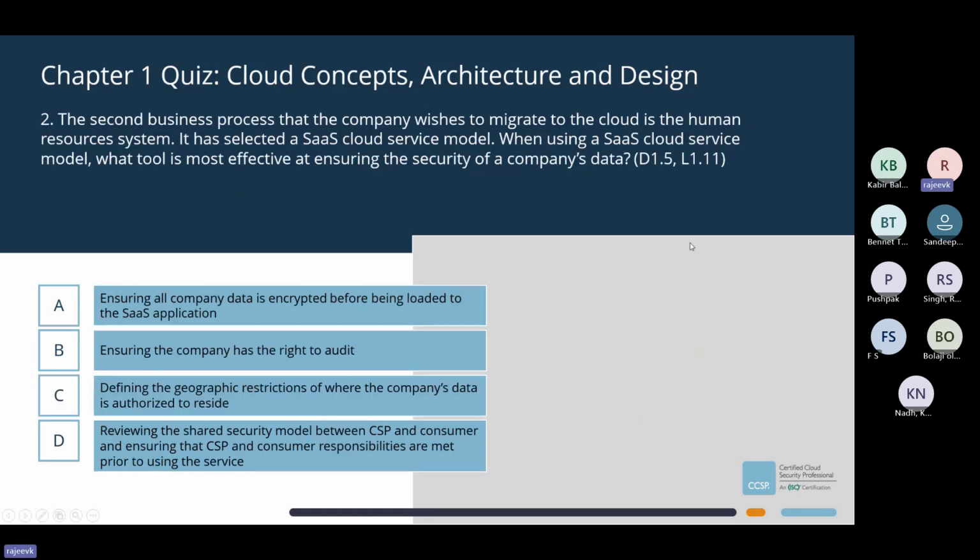Next question. The second business process that the company wishes to migrate to the cloud is the human resource system. It has selected a SaaS. When using a SaaS cloud service model, what tool is the most effective at ensuring the security of a company data?